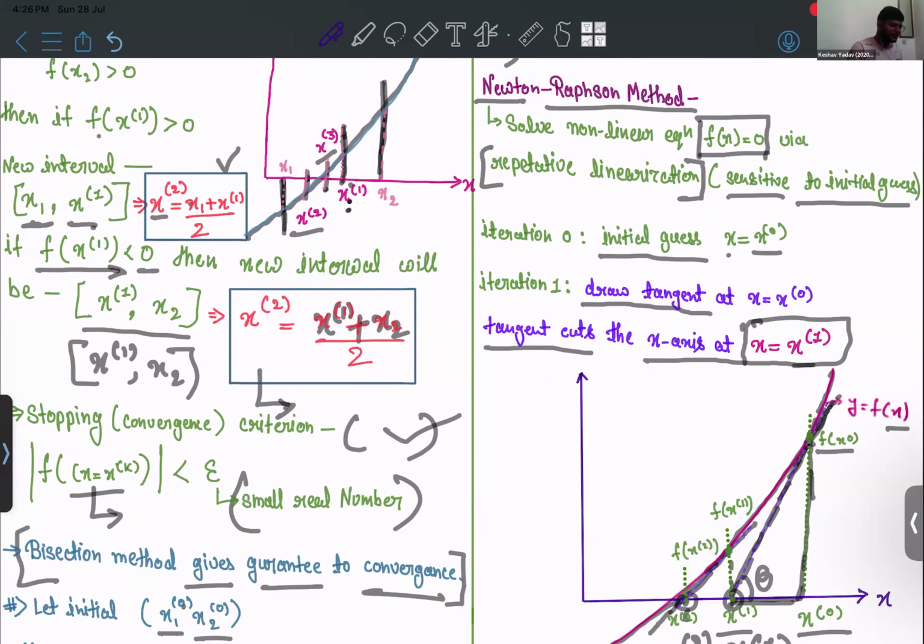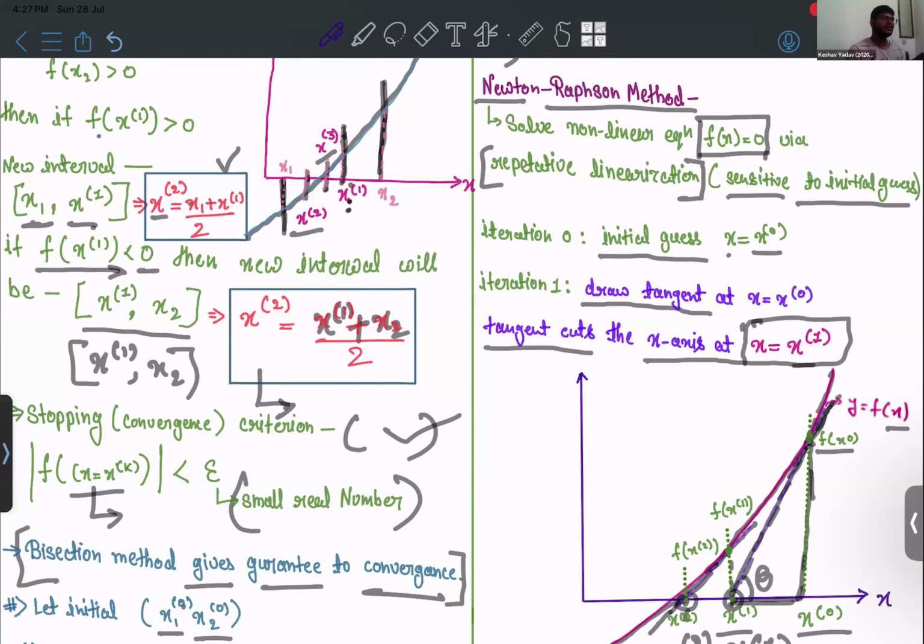Many a time what people do, they first start with the bisection method. After 2-3 iterations, they find a value, and one of x1 or x2 they take as an initial guess for the Newton-Raphson method. In the Newton-Raphson method, we solve the problem by repetitively linearizing it.